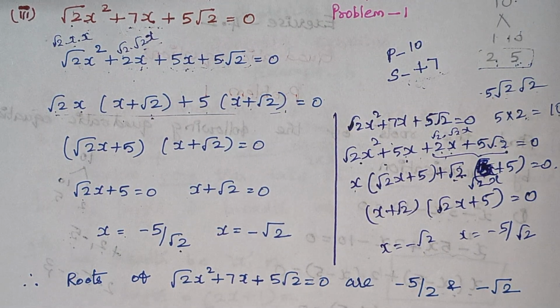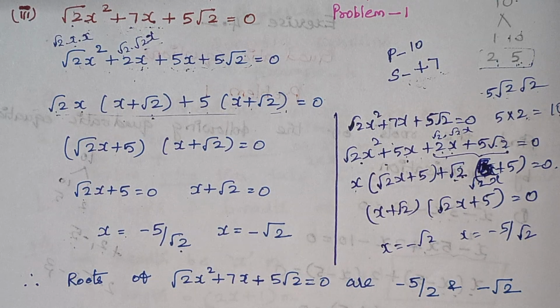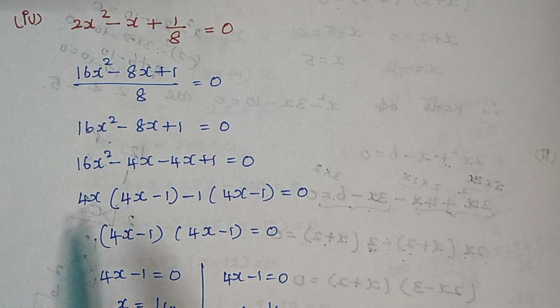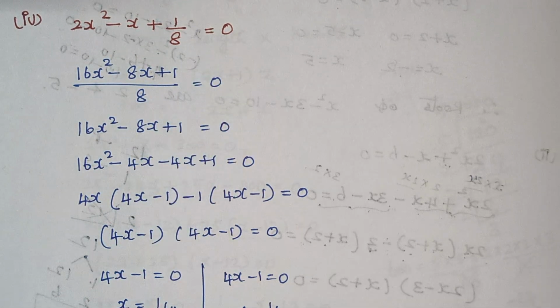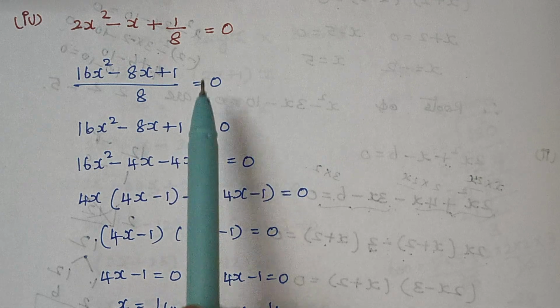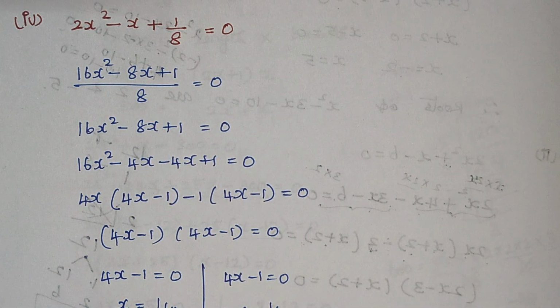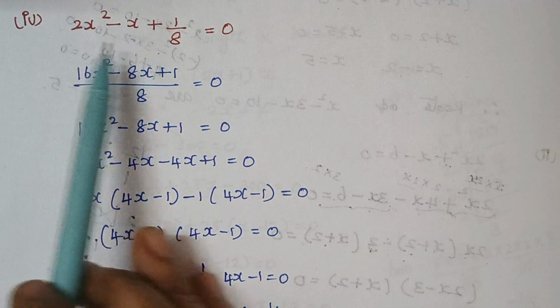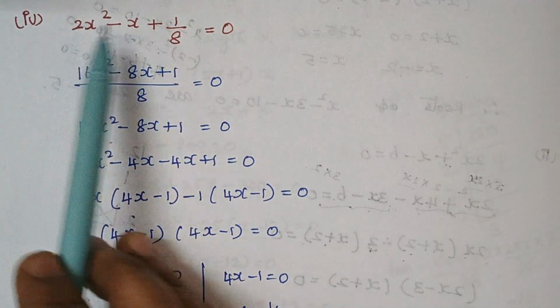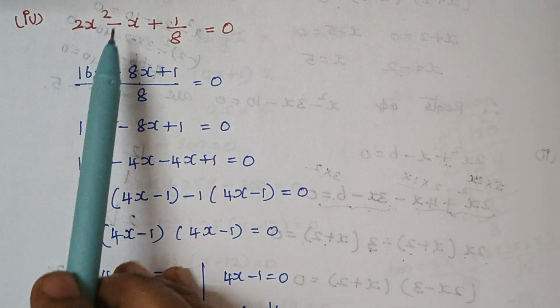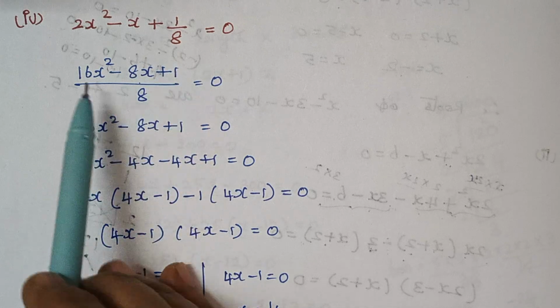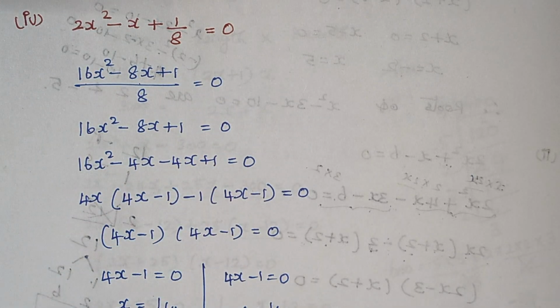Right. Now we are going to see the last option, subdivision. Our fourth subdivision, 2x² − x + 1/8 = 0. Here we have a number in the form of a fraction, so it is always mandatory to take the LCM so that it will be very easy for you to proceed. When you take the LCM, 2 into 8 is 16, and 1 into 8 is 8. So (16x² − 8x + 1)/8 = 0.